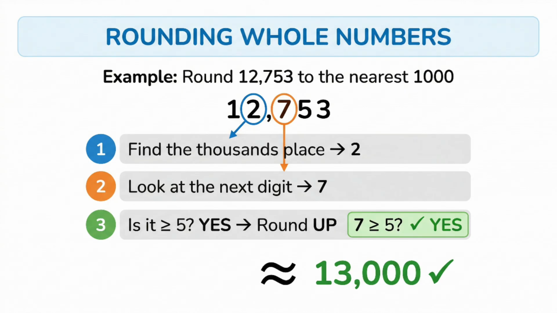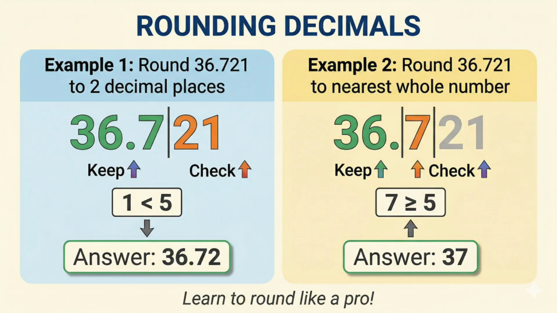Step 1. Find the thousands place, that's the 2. Step 2, look at the next digit to the right, that's 7. Step 3, ask yourself, is 7 5 or more? Yes, it is. So we round up. The 2 becomes a 3, and everything after it becomes 0. 12,753 rounds to 13,000. Now decimals.